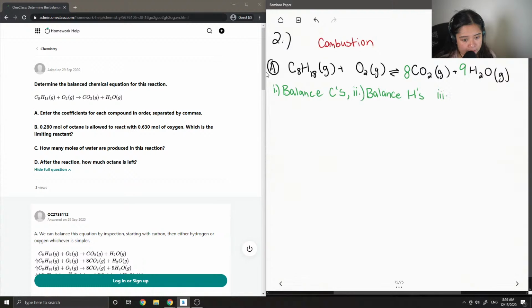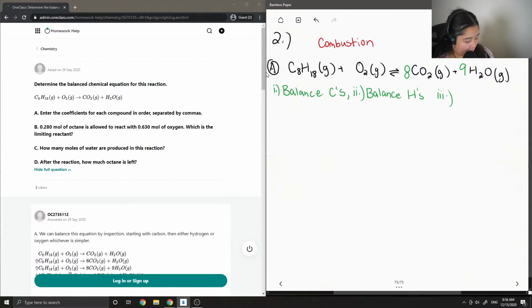And then lastly, all my carbons and hydrogens are balanced, and now I want to balance out my oxygens. The reason I do this last is because when I balance out my carbons, this affects the number of oxygens. And similarly, when I balance out my hydrogens, this also affects how many oxygens there are.